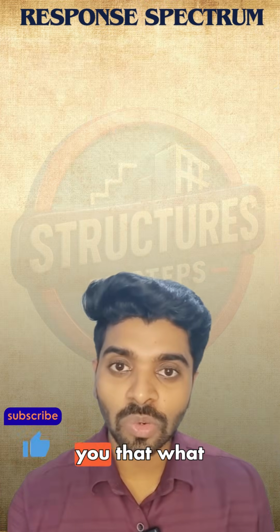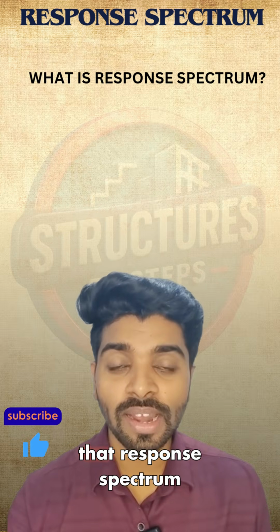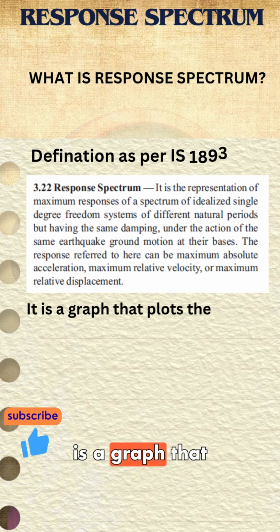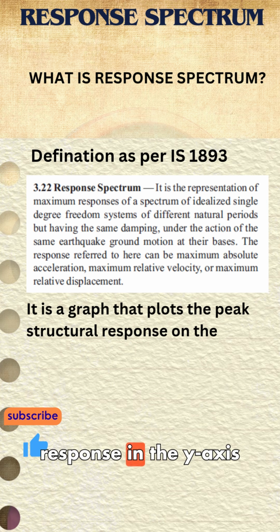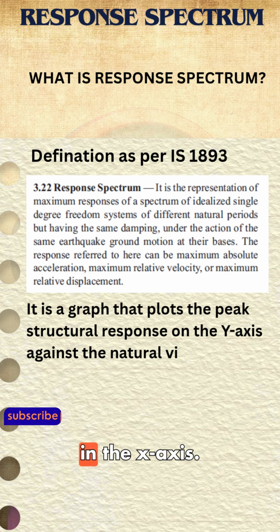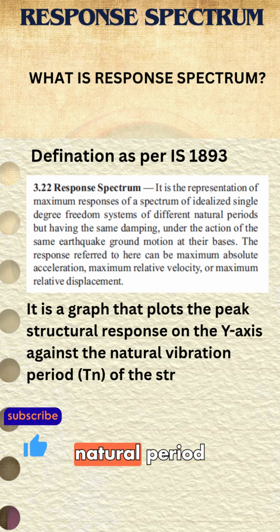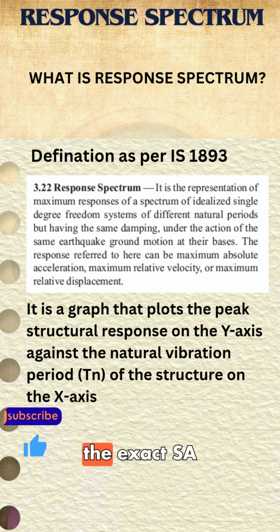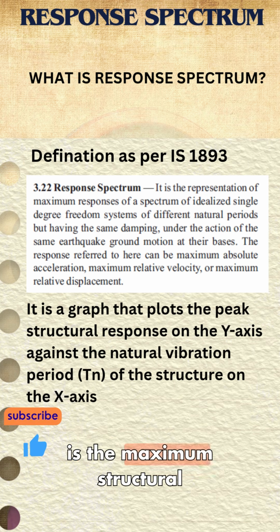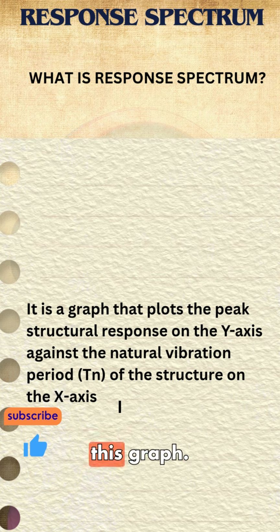So if someone asks you what is response spectrum, then you can tell that response spectrum is a graph that plots the maximum structural response on the y-axis and the natural period on the x-axis. So depending upon the natural period of the building, you can read the exact Sa/g value, that is the maximum structural response value, from this graph.